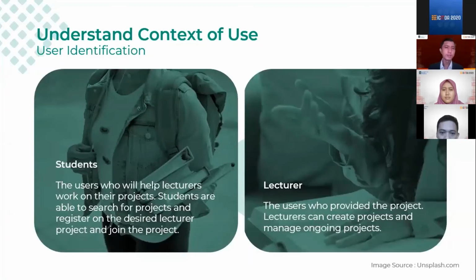In the understand context of use phase, the aim is to find out who the users of your application are, what their jobs are in your application, and what they are doing in your application. The first thing we did was user identification, which is very clear: student and lecturer. The student is the user who will help the lecturer work on their projects, while the lecturer is the user who will provide the projects for the students on the platform.